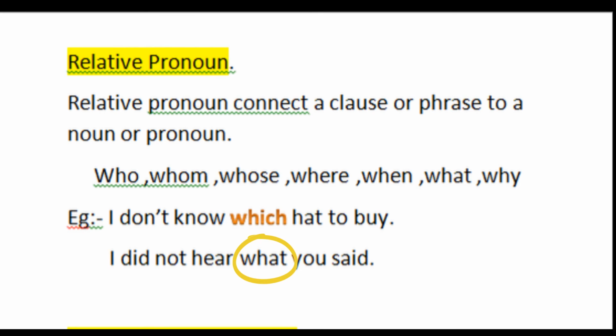Relative pronoun. Relative pronouns connect a clause or phrase to a noun or pronoun. This includes who, whom, whose, where, when, why, what. For example, I don't know which hat to buy. Here, which is a relative pronoun. In the second example, I didn't hear what you said. Here, what is a relative pronoun.